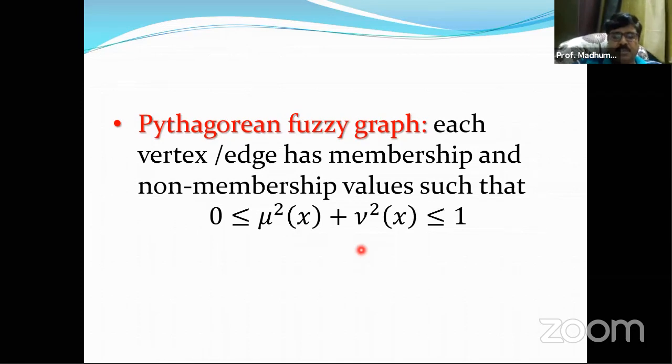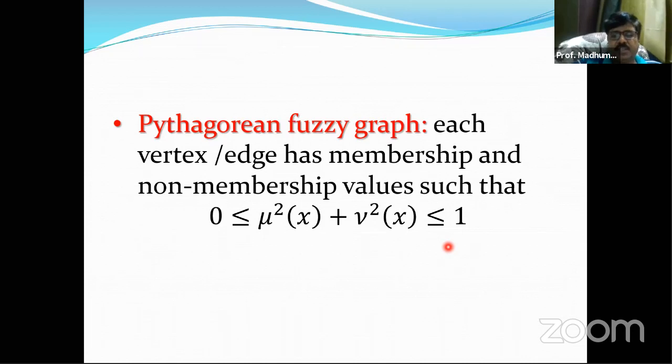In intuitionistic fuzzy graph, there are two parameters. One is membership value mu x and another is non-membership value nu x. And the sum of the membership and non-membership is taken as less than or equal to 1. But here, the sum of squares of the membership and non-membership lies between 0 and 1. So this is called the Pythagorean fuzzy graph. So this is the Pythagorean law. For these properties, this particular graph is known as Pythagorean fuzzy graph.